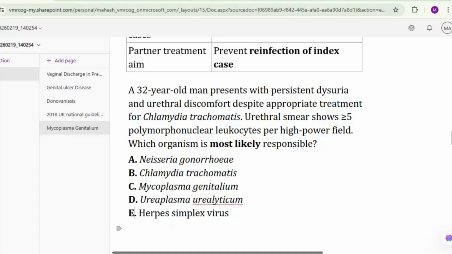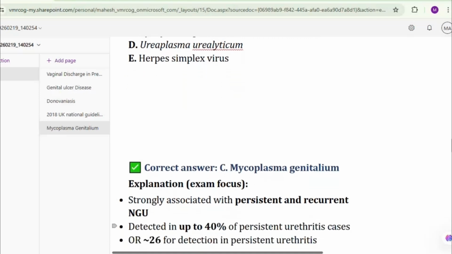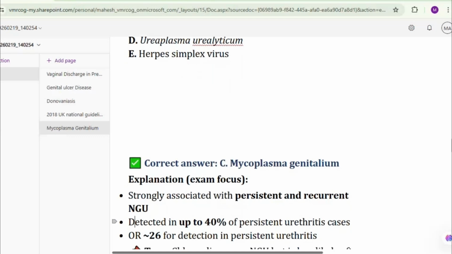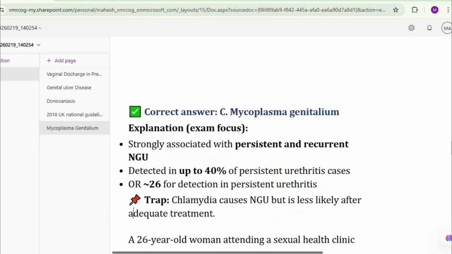Just now we have discussed, doctor, which patients have non-gonococcal urethritis, we have to test them for Mycoplasma. Mycoplasma genitalium is associated with persistent and recurrent NGU. This is the sentence I emphasize. It is detected in up to 40% of persistent urethritis cases. Odds ratio is 26 for detection in persistent cases. Don't remember this minor detail, remember the highlights.